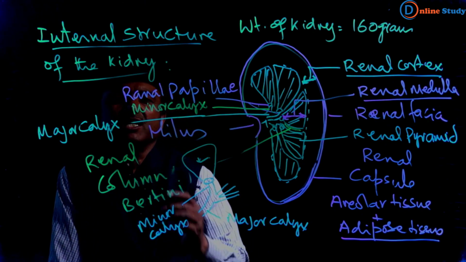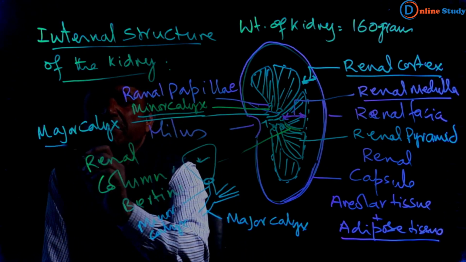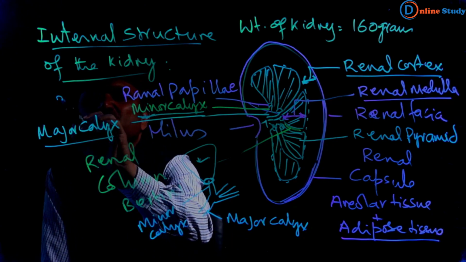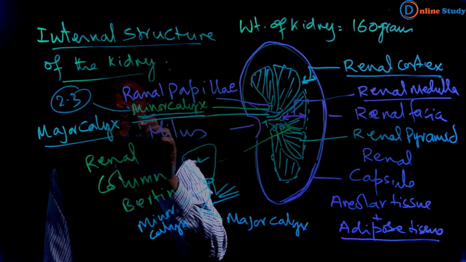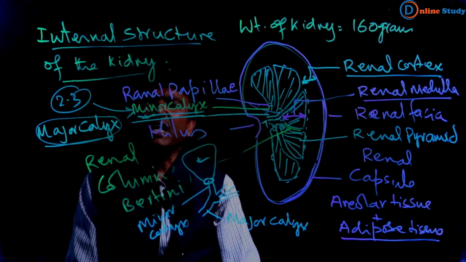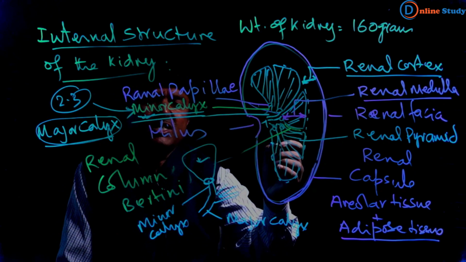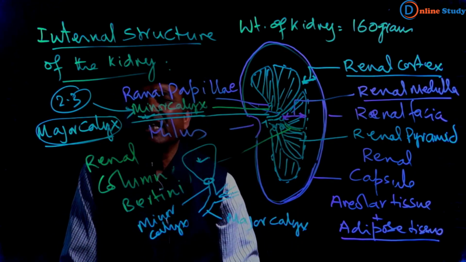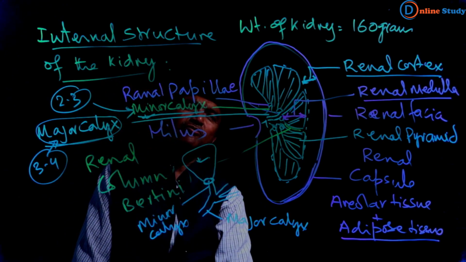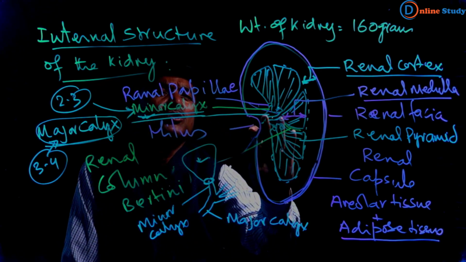You may be asked the number of minor calyces that unite to form a major calyx. 2 or 3 minor calyces unite to form a major calyx. And in the case of the kidney, there may be 3 or 4 major calyces. The major calyces open into the renal pelvis.